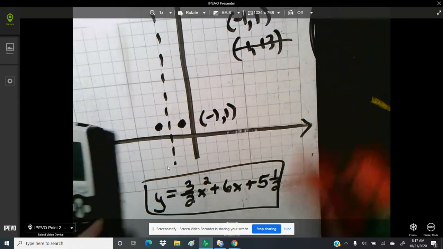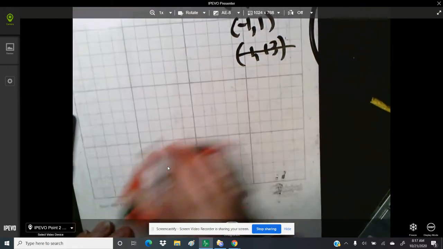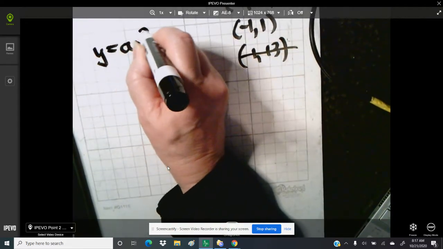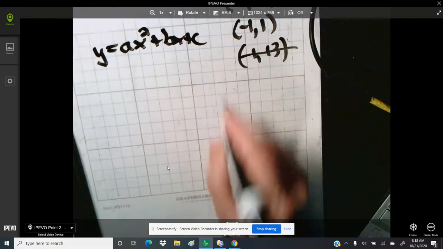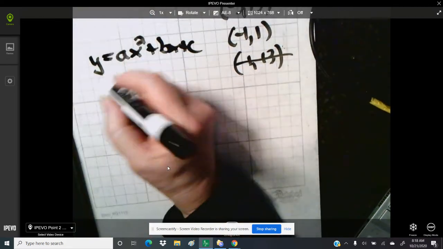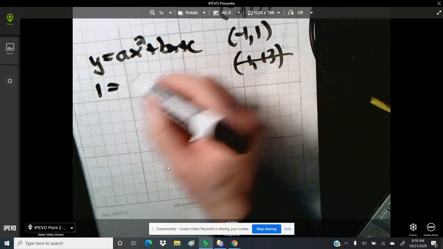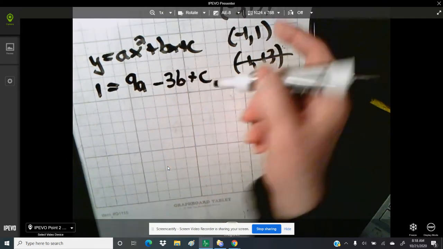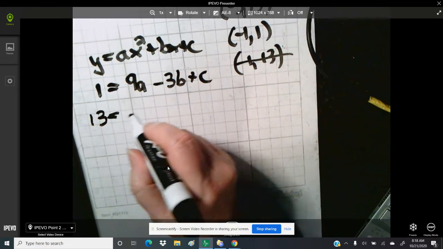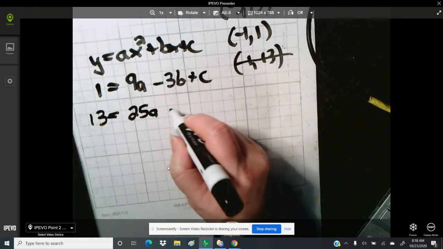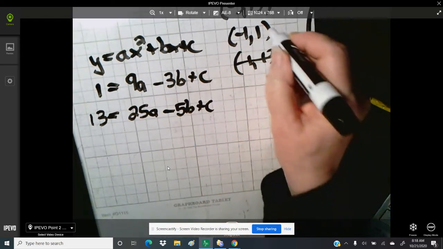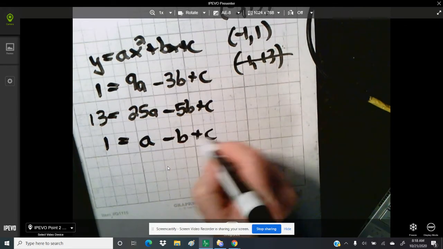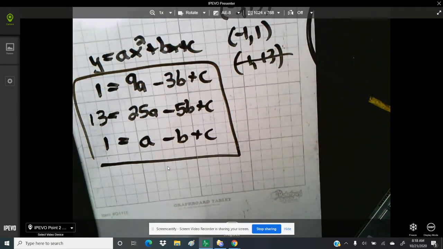So this is one way that you could do it. Of course, the other way that you could do it, now that you have 3 points, it's a little bit more work, but if you could not use your calculator, you know that you've got y equals ax squared plus bx plus c, and you have 3 values here, so you could plug them in. 1 equals 9a minus 3b plus c. Plug this one in. 13 equals 25a minus 5b plus c. If I plug this one in, 1 equals a minus b plus c. Now I have 3 equations and 3 variables, so I could solve that.